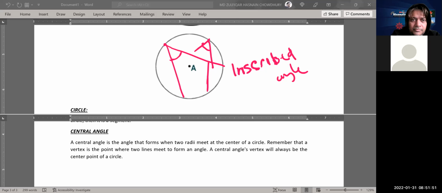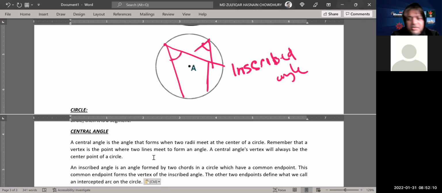A central angle is the angle that forms when two radii meet at the center of a circle. Remember that a vertex is the point where two lines meet to form an angle. A central angle's vertex will always be the central point of a circle. So what's a vertex?